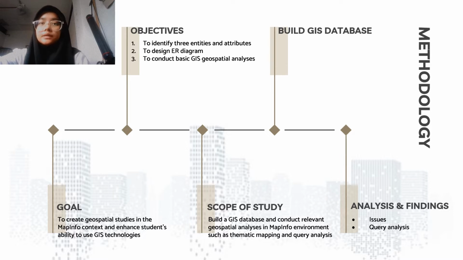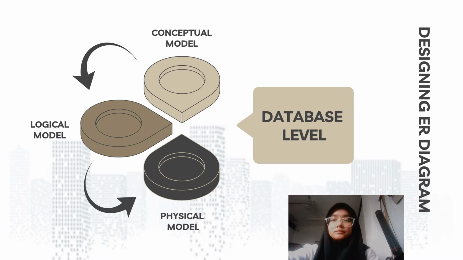Then the next step is the scope of study: build a GIS database and conduct relevant analysis such as thematic mapping and query analysis. Then we move to the next step, which is building GIS data, and the last one is analysis of the GIS database. For designing the ER diagram, there are 3 database levels: conceptual model, logical model, and physical model. These models determine the attributes and entities for the site study.